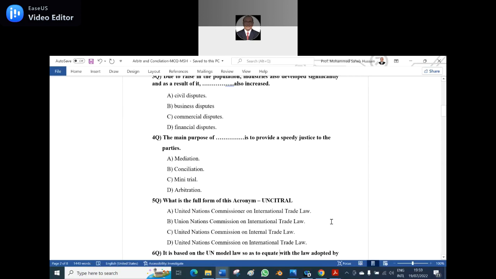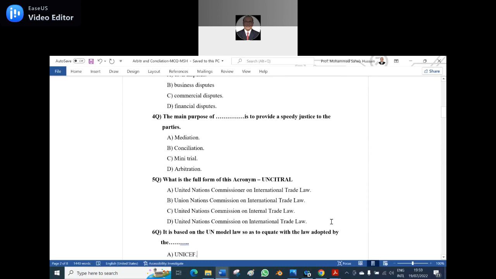Arbitration is the right answer for the fourth question. Is it clear? Yes, sir. What is the full form of this acronym, UNCITRAL? A. United Nations Commissioners on the International Trade Law. B. Union Nation Commission on International Trade Law. C. United Nations Commission on the Internal Trade Law. D. United Nations Commission on the International Trade Law.